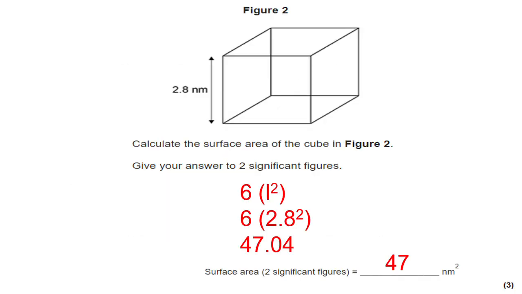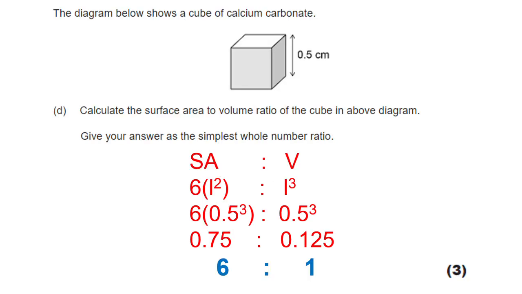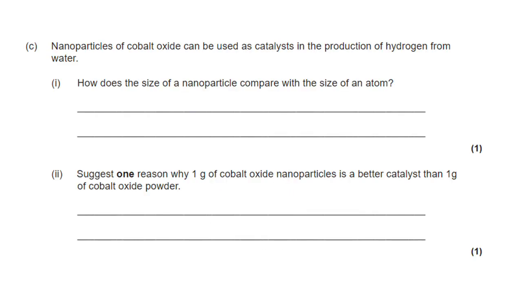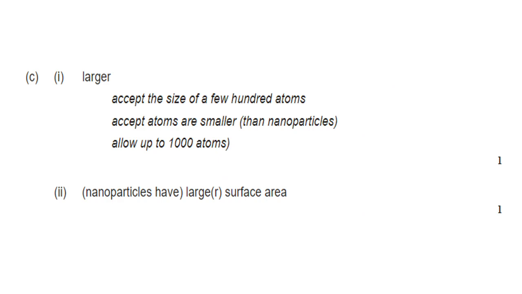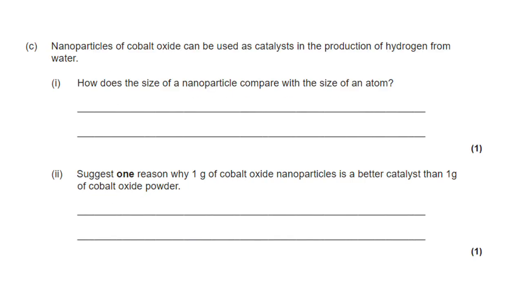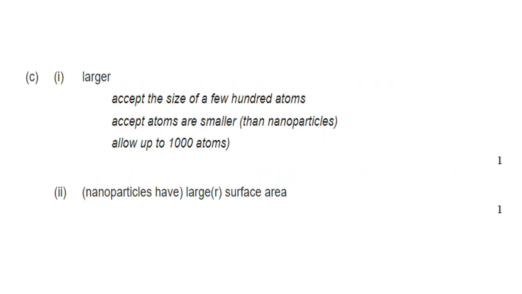And finally, pause and play on some exam questions on nanotech, and then we're done. Calculate the surface area of this cube. Well, 6 times 2.8 squared, 47 when I round it to 2 significant figures. Surface area to volume ratio, make sure you can do this calculation. 6 to 1. How does the size of a nanoparticle affect its properties? A few hundred atoms or a few thousand, and they have a larger surface area, so they're a better catalyst.